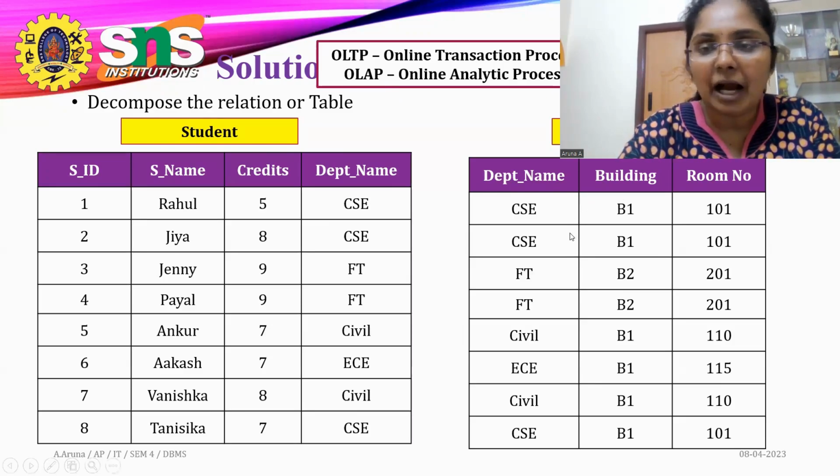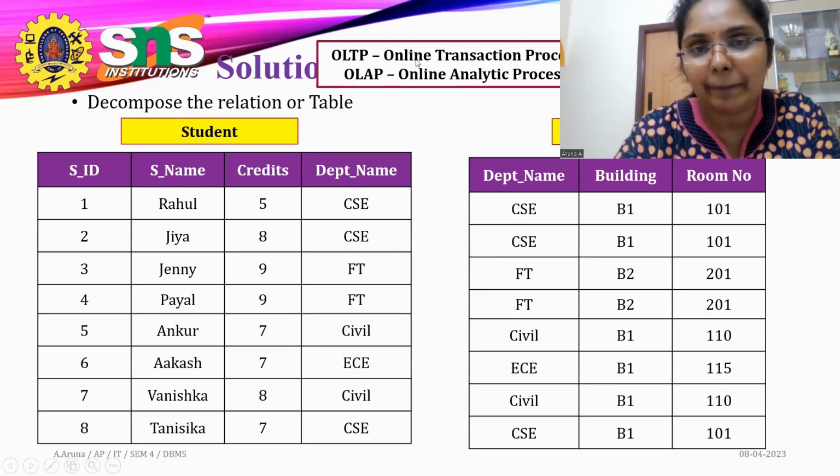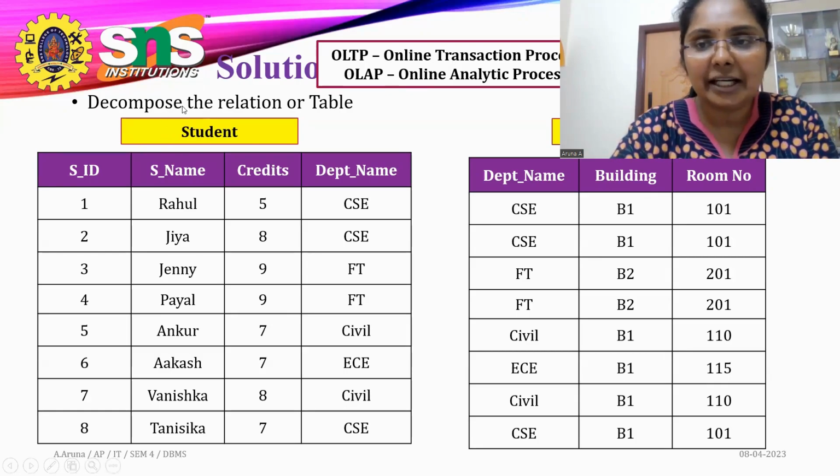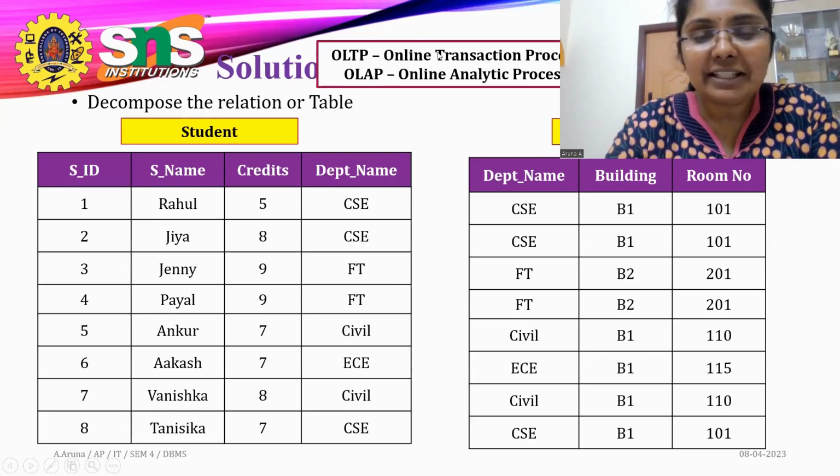And also here we have two types of processing: one is OLTP, another one is OLAP. While seeing the introduction part, I taught you the OLTP as well as the OLAP. OLTP is nothing but transaction processing, and the other one is analytic processing. I'm saying this so that we know where we can use the decomposed relation table. First we can take OLTP, which is transaction processing.